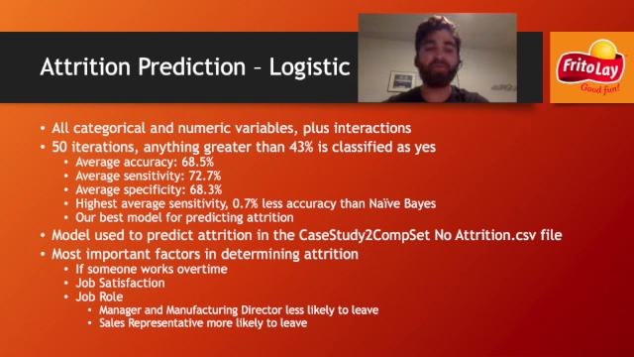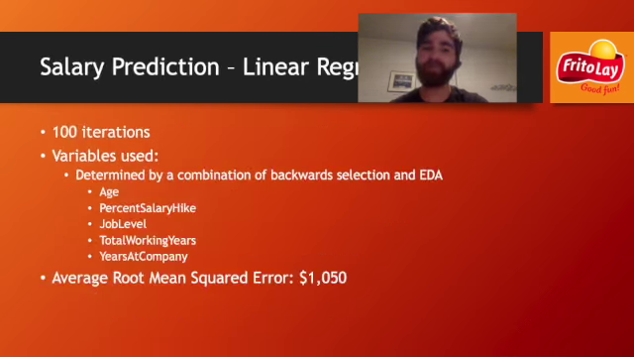So this model was used to predict attrition in the case study 2 CompSet no attrition CSV file. And we also use this model to find the most important factors in determining attrition. These were if someone works overtime, job satisfaction, and job role, with manager and manufacturing director less likely to leave and sales representative more likely to leave.